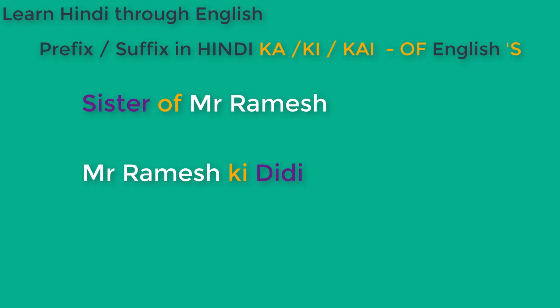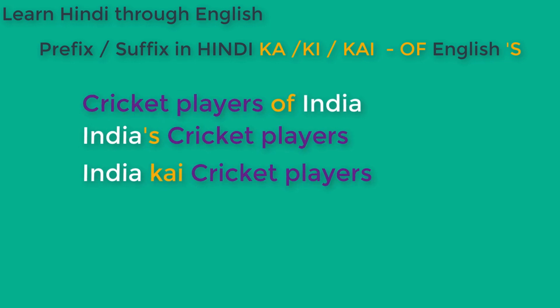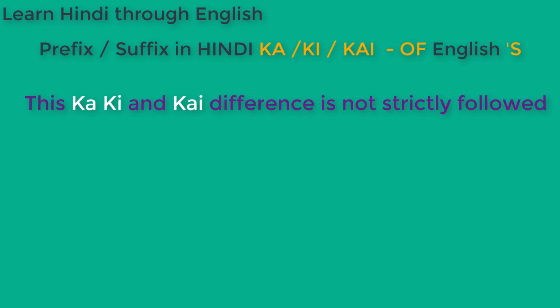And for plural, this ka or ki will become ke. For example, cricket players of India. India ke cricket players. The apostrophe s and of becomes ka, ki and ke depends on situation. The usage of ki and ke is not mandatory, or we can say this male, female and plural difference is not strictly followed. If you are not comfortable with three different words for a single meaning, you can stick with just ka. It is not going to make any big difference.